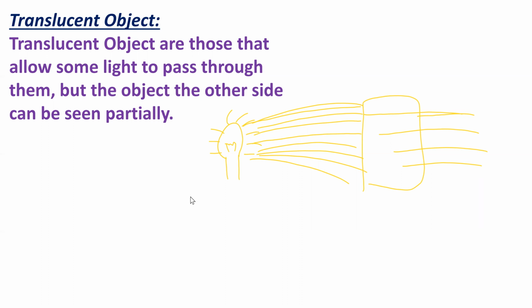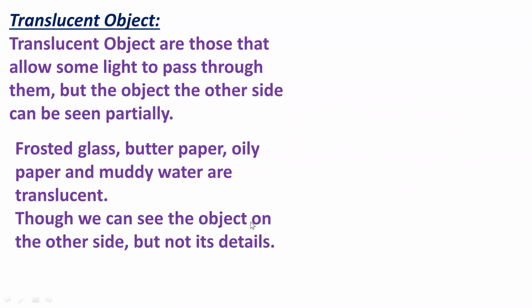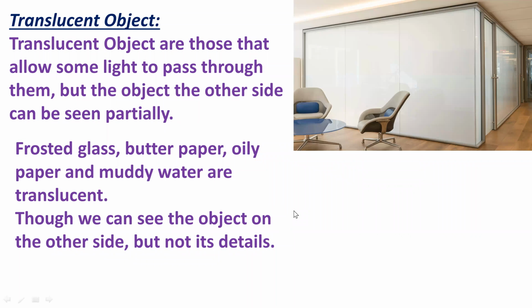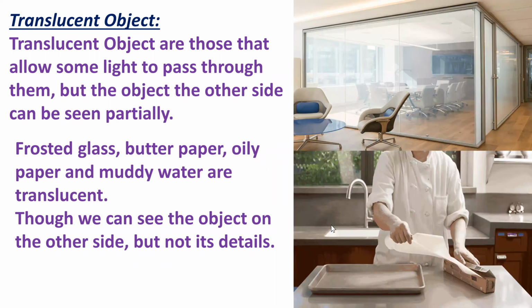Now, what are the examples of translucent objects? Frosted glass, butter paper, oily paper, and muddy water are examples of translucent objects. Though we cannot see the object clearly, some light can pass through it. We can see the object on the other side, but not in detail. We get a blurred image. These are some examples of translucent objects.